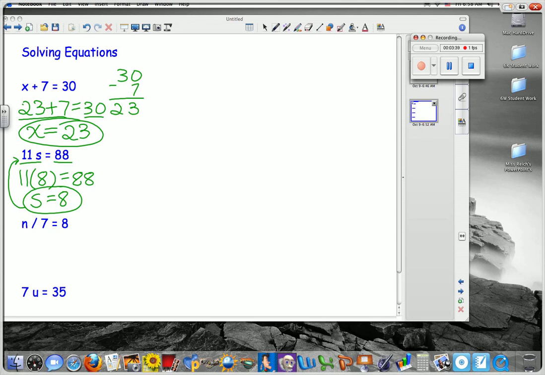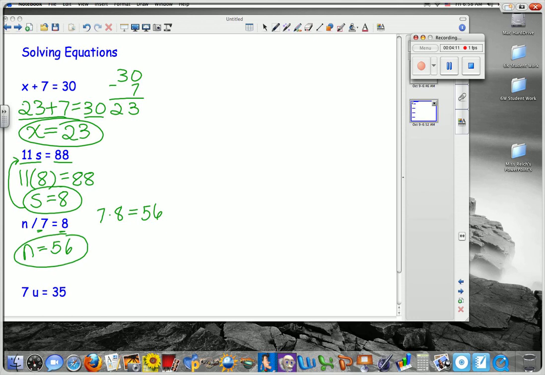Now division is a little bit tougher, but nothing that you guys can't handle. What divided by 7 is going to give you 8? Well, if you really can't remember, why don't you just take 7 times 8, and that will give you the number that when divided by 7 will give you 8. So 7 times 8 is 56. Therefore, n equals 56.